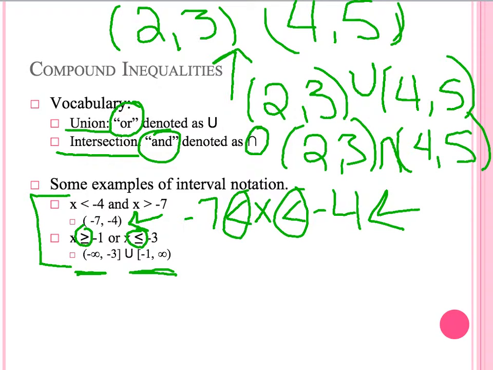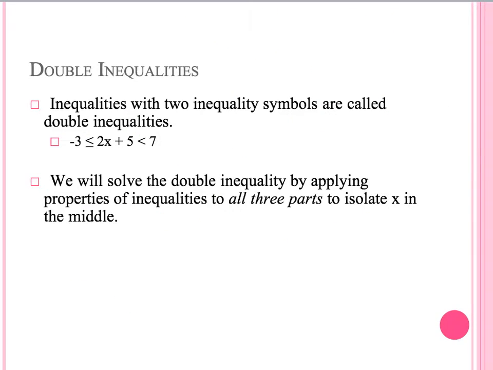Our infinities will always have parentheses, and our last thing to look at for our interval notation is our word or. When we see the word or, we know that it is automatically a union. With a union, we know we need to use this symbol, and we will put that right in between our equations. So this will be our final answer.